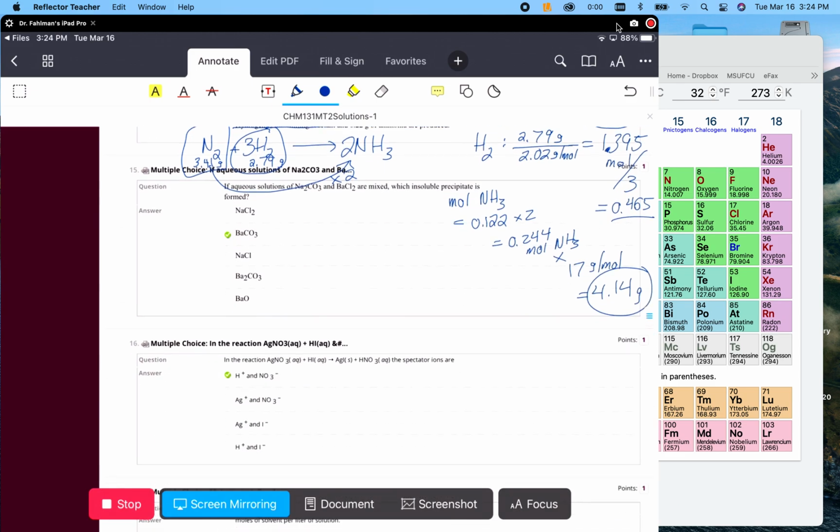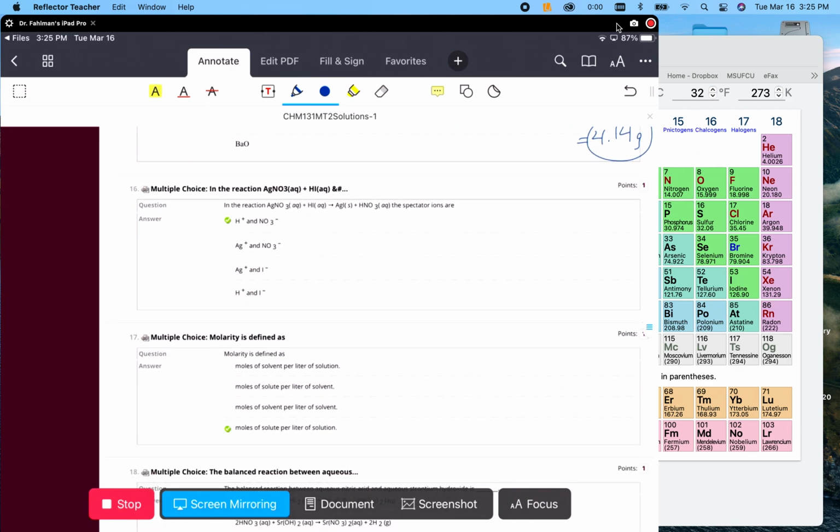Finally, no calculation. So if aqueous solutions of those are mixed, which precipitate is formed? So this is going to give you NaCl, they're going to swap partners, and then a barium carbonate. And so if you look at your solubility rules table, that is your insoluble salt. This is going to be soluble. This one, the spectator ions. So let's do the total ionic equation for this.